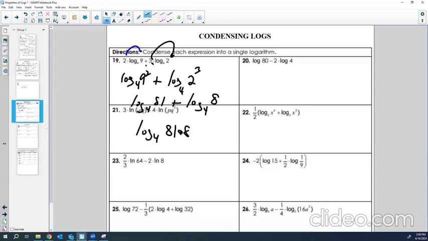All right. Okay, try number 20 on your own. Number 20.